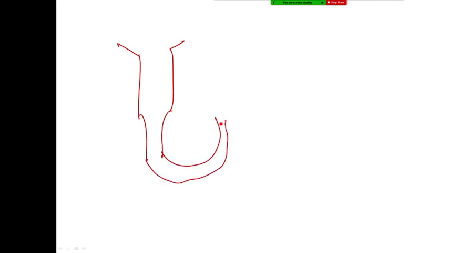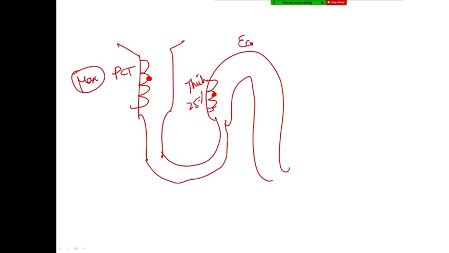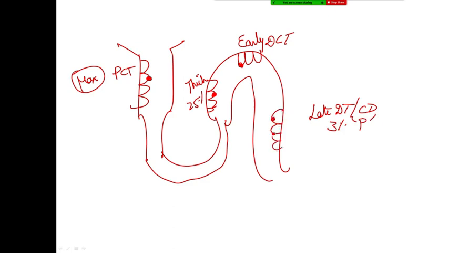Next, we did sodium. The sites where the carriers are located: PCT, where maximum reabsorption happens; then the thick ascending loop of Henle, where 25% gets reabsorbed; early distal tubule, where about 5% gets reabsorbed; late distal tubule and collecting duct, remember it's only 3%, which is mainly on the P cell, which is under the influence of aldosterone.